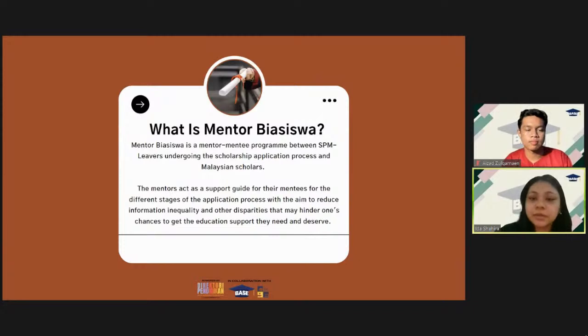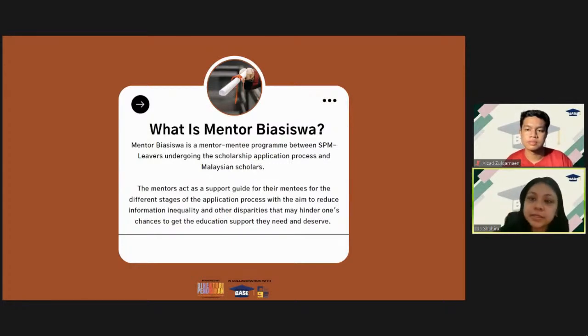So Mentor Biasiswa is a mentor-mentee program between SPM leavers, such as you guys, undergoing the scholarship application process, and Malaysian scholars. As of right now, we have about 60 scholars acting as mentors across 12 different sponsoring bodies. We also made sure to diversify the pool, looking at aspects such as the different undergraduate or career courses that they're pursuing, the pre-university course that they're taking, the different college institutions, and hopefully this gives a rather diversified and interesting pool of people that will be guiding you guys throughout the entire process.